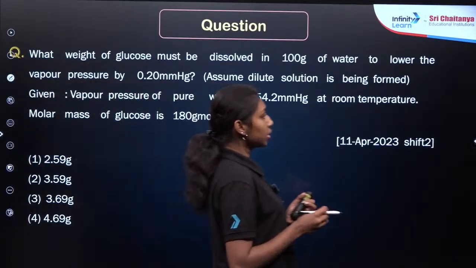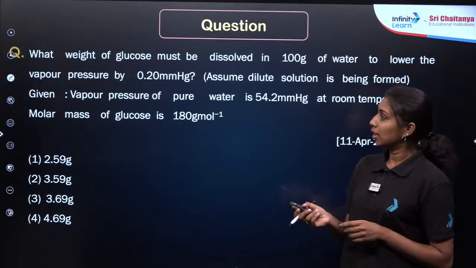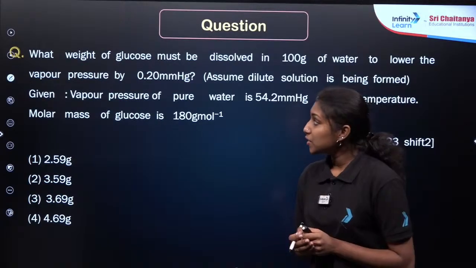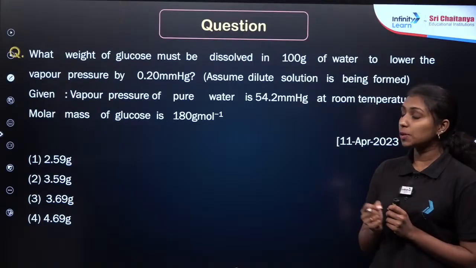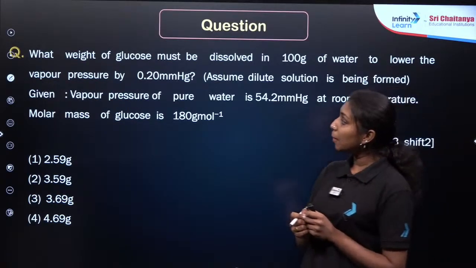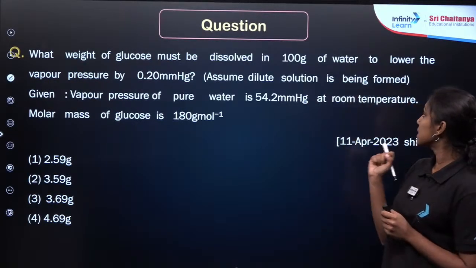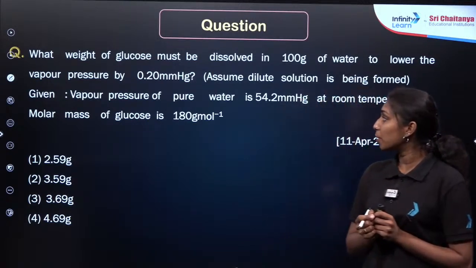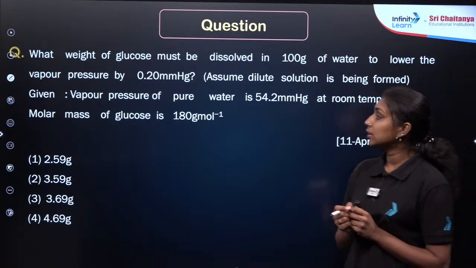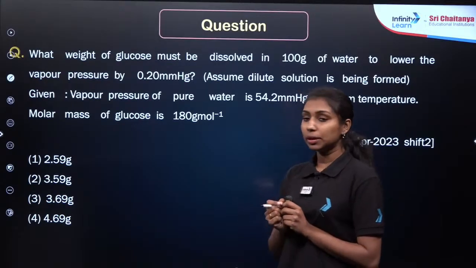Here is the next question. What weight of glucose must be dissolved in 100 gram of water to lower the vapor pressure by 0.20 mm of Hg? Assume dilute solution is being formed. Given the vapor pressure of pure water is 54.2 mm Hg at room temperature, the molar mass of glucose is 180 gram per mole.